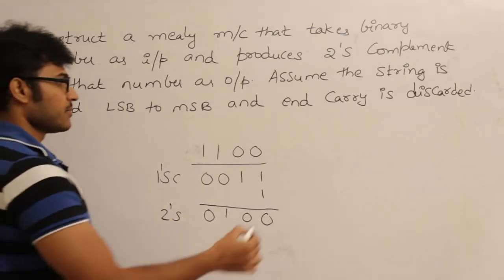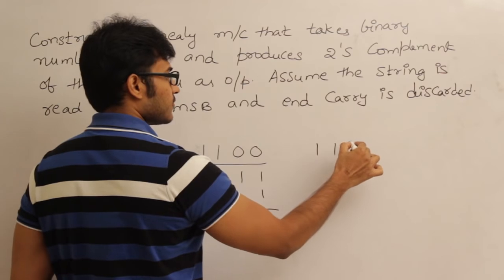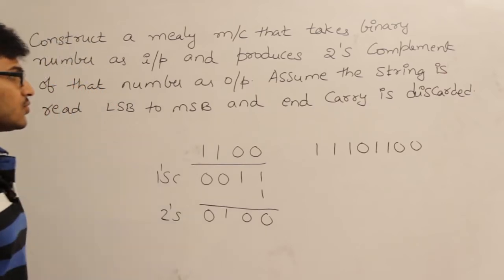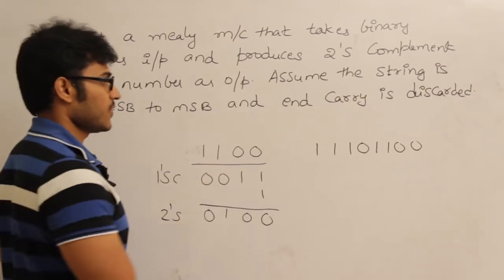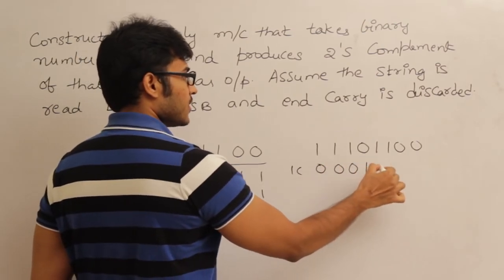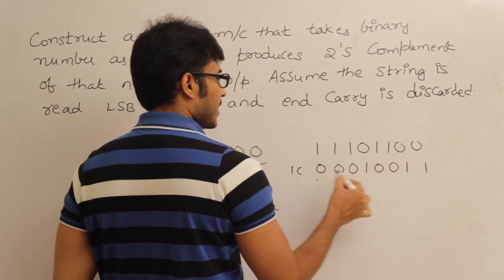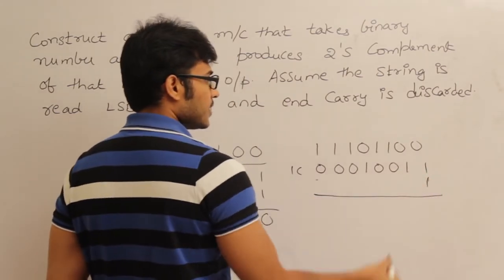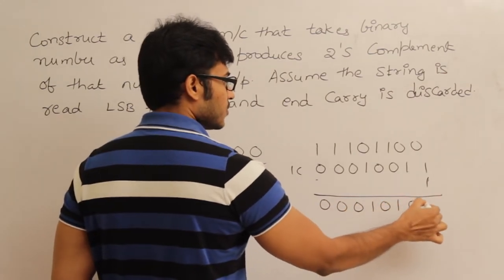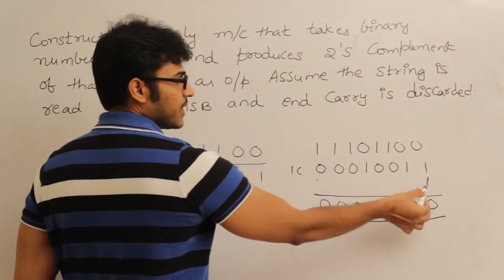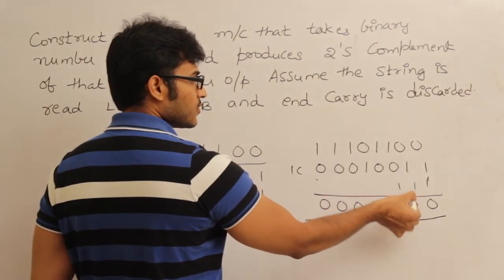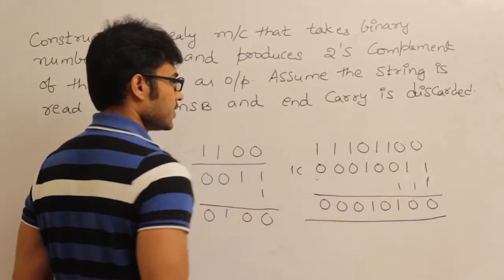So let's take one more example. 1 1 1 0 1 1 0 0. I want to convert this to its 2's complement. First convert it to 1's complement. The 1's complement is going to be 0 0 0 1 0 0 1 1. And now in order to convert it to 2's complement, add a 1. So what do I get? 0 0 0 1 0 1 0 0. Simply adding 1, right? 1 plus 1 is 0, and again you get a carry here. 1 plus 1 is 0, so again you get a carry here. So that is how you got this.